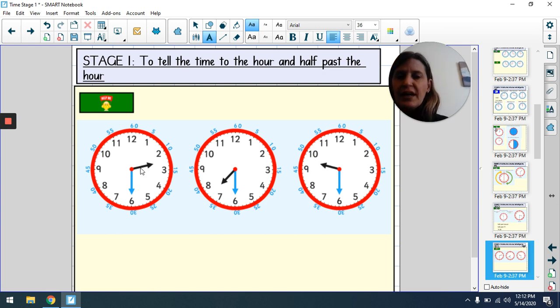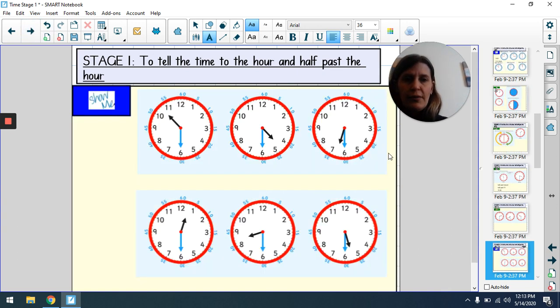Okay, here are some for you to have a go at, so you can pause the film when you're ready and then check your answers. It's a half past time, and the hour hand's gone past the 2, so it's half past 2. It's a half past time because the minute hand's on the 6, and the hour hand has gone past the 7, so it's half past 7. It's a half past time because the minute hand's pointing to the 6, and the hour hand has gone past the 9, so it's half past 9.